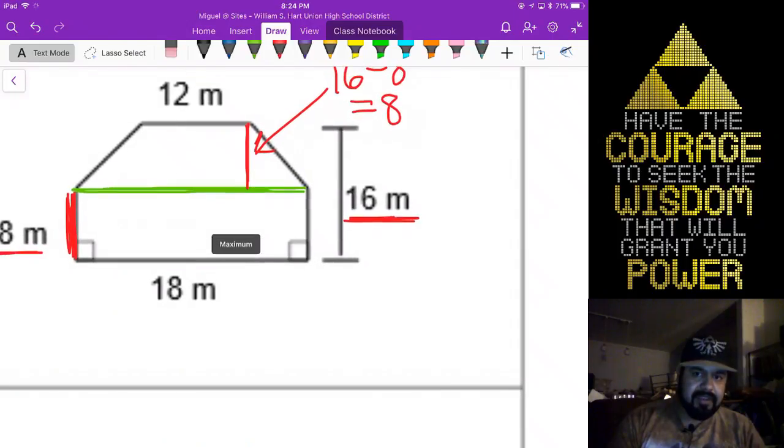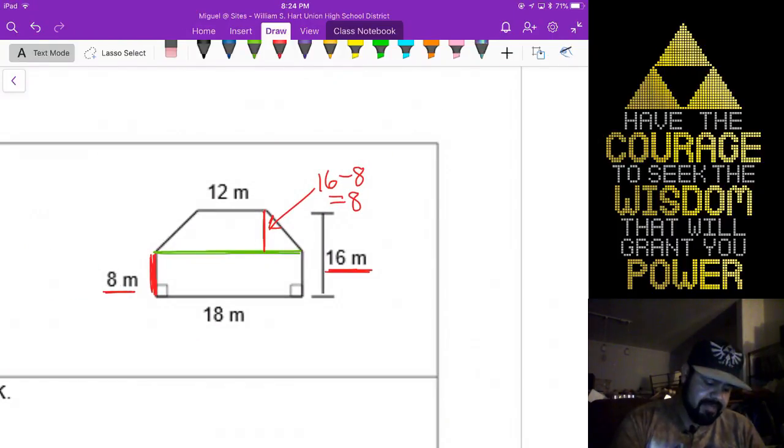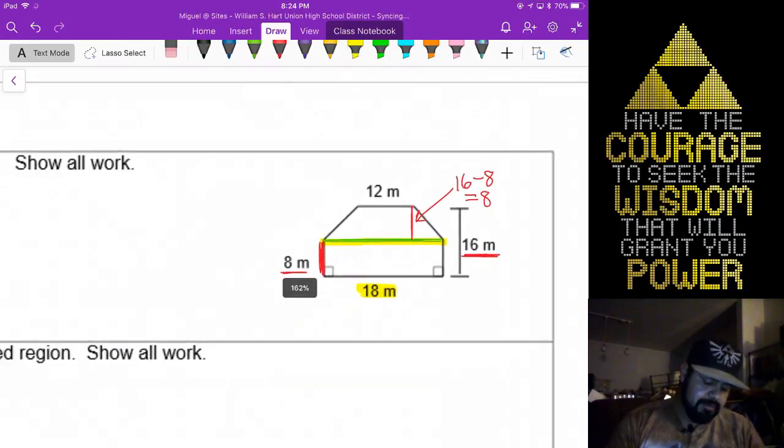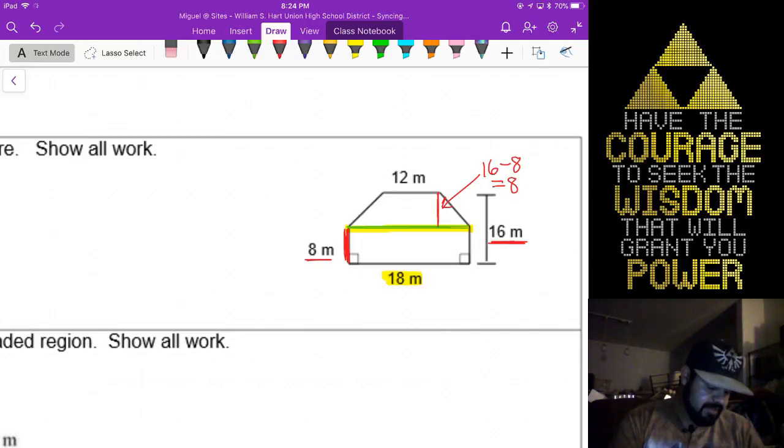Now, looking at the figure by itself, I still don't have base 2 for my trapezoid. But this 18 down here is actually the same length as this bottom side right here. So what we can then do is we can say, well, now 1/2 base 1 plus base 2 times the height. So 1/2 of 12 plus 18 times my height of 8.